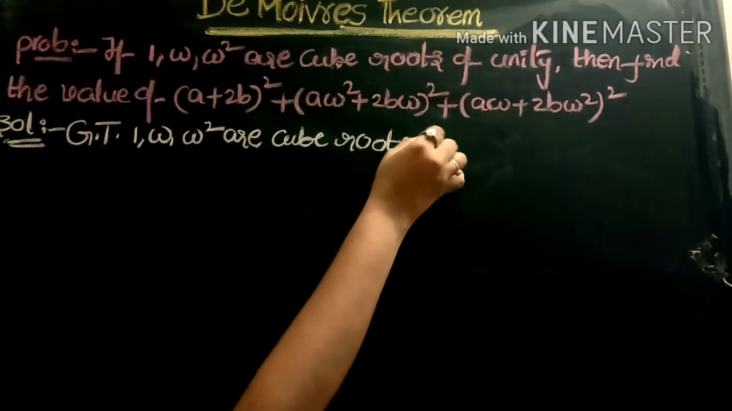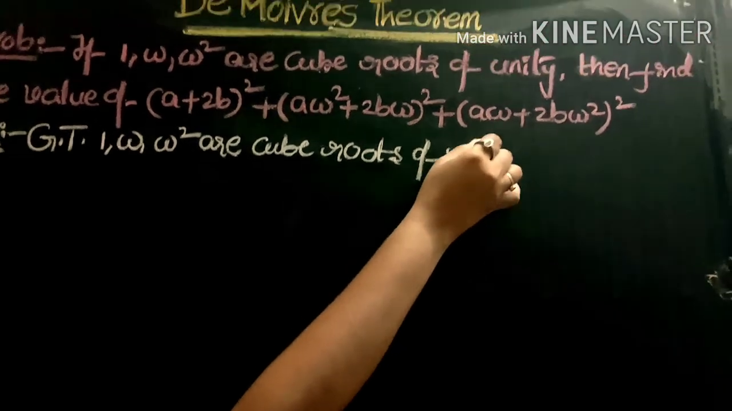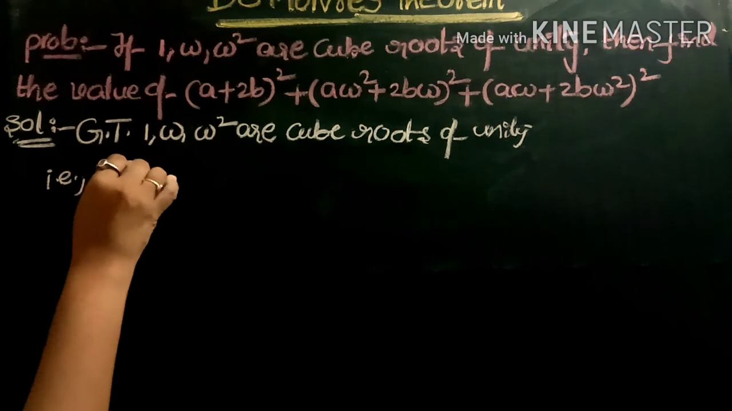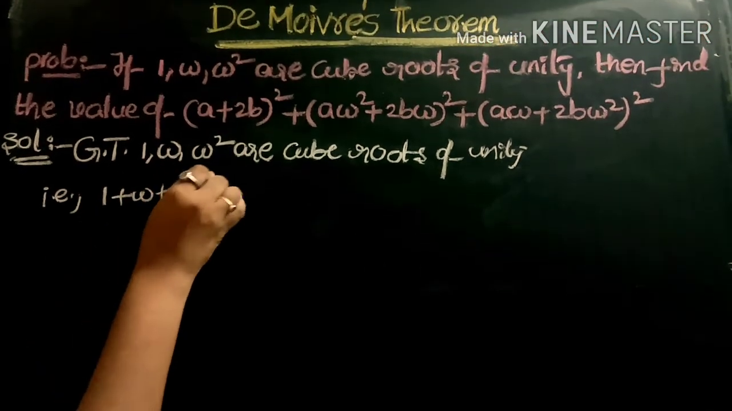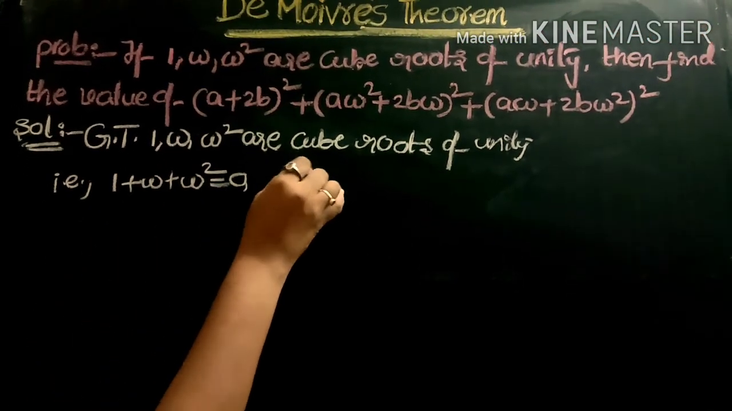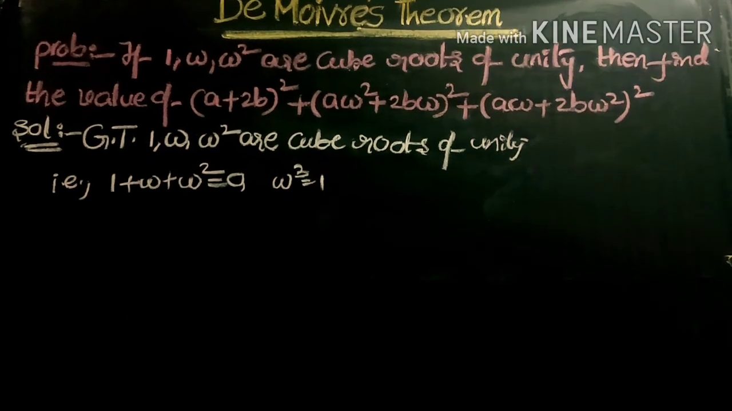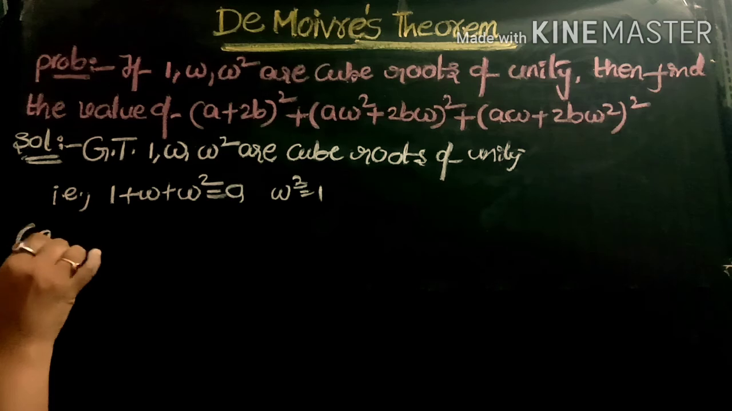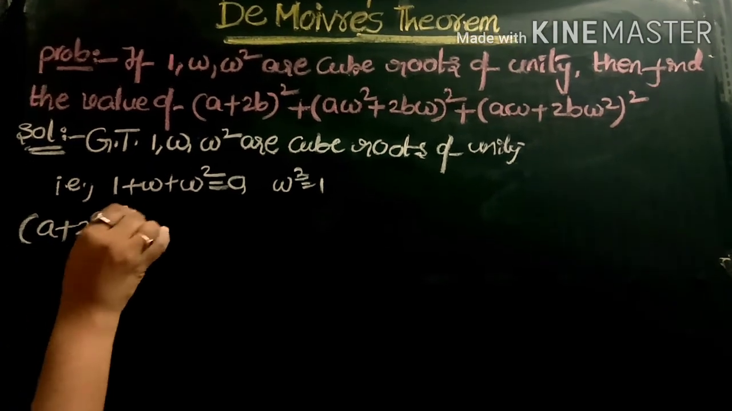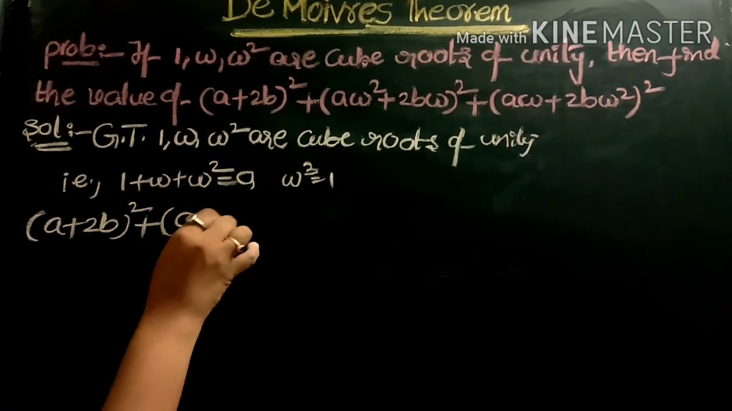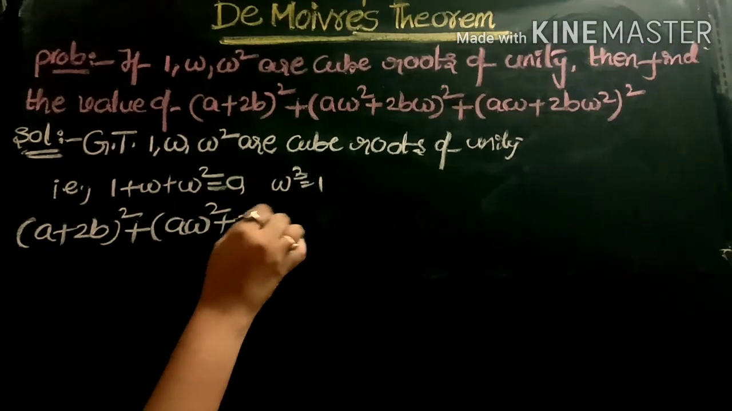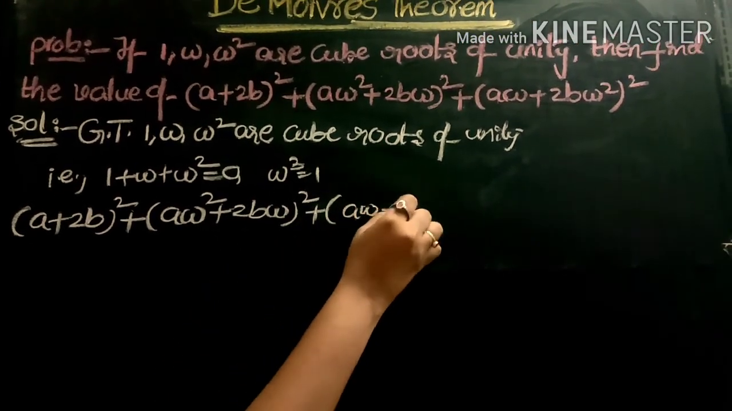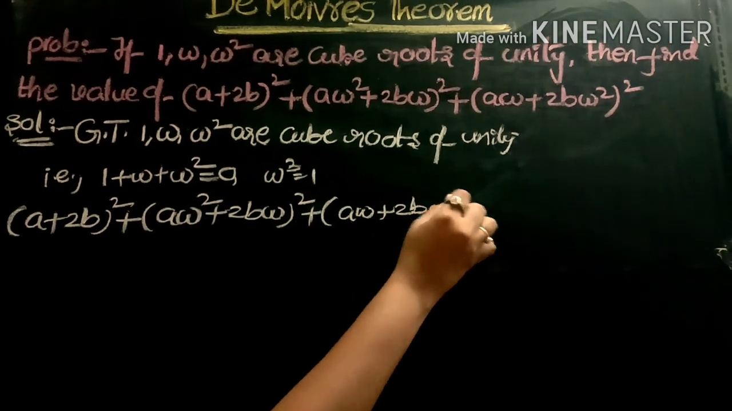Given that 1, omega, omega square are cube roots of unity, that is, 1 plus omega plus omega square is equal to 0 and omega cube is equal to 1. Now we take the given expression. The given expression is (a plus 2b) whole square plus (a omega square plus 2b omega) whole square plus (a omega plus 2b omega square) whole square.